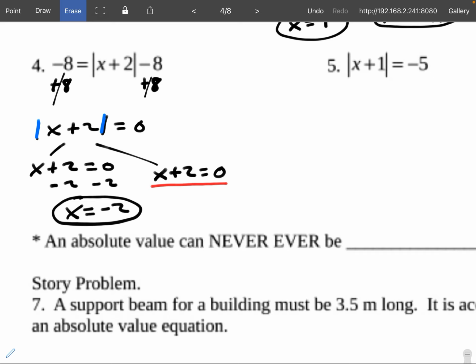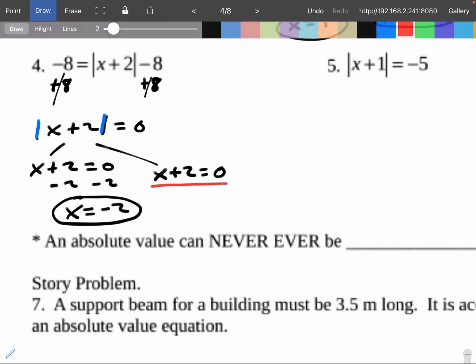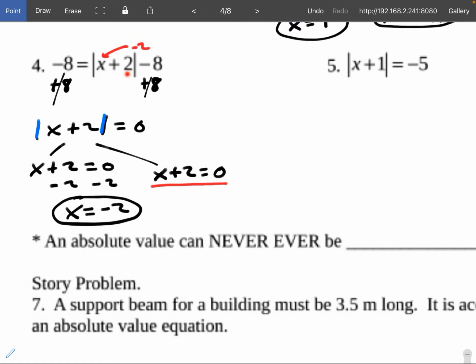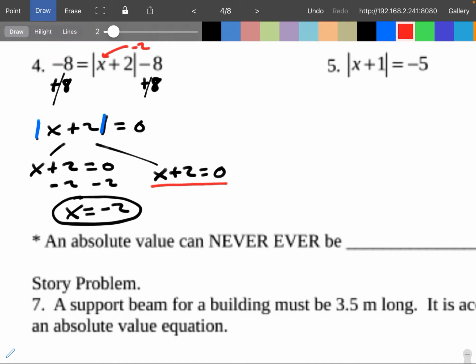I guess we could check it real quick. So if we check that one, we're putting in negative 2, right? That's our only solution. So we're putting in negative 2 right there for that x. So what's negative 2 plus 2? 0. What's the absolute value of 0? Good. Minus 8. 0 take away 8, negative 8. So you can see it checks. So that solution is good.